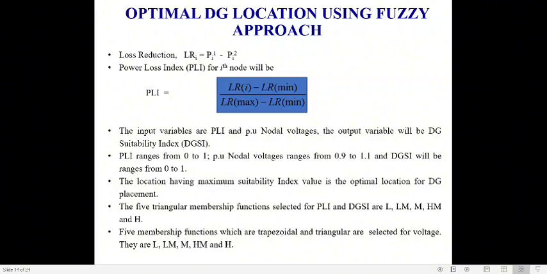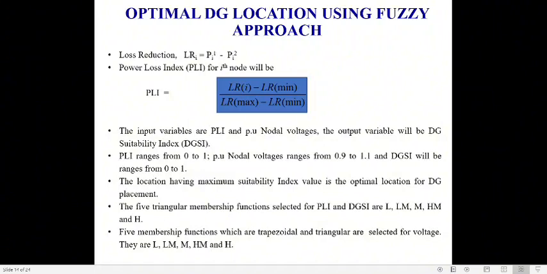PLI ranges from 0 to 1, per unit nodal voltage ranges from 0.9 to 1.1, and DGSI ranges from 0 to 1. The location having the maximum suitability index value is the optimal location for DG placement. The 5 triangular membership functions selected for PLI and DGSI are L, LM, M, HM and H, where L means low, LM means low medium, M means medium, HM means high medium and H means high.